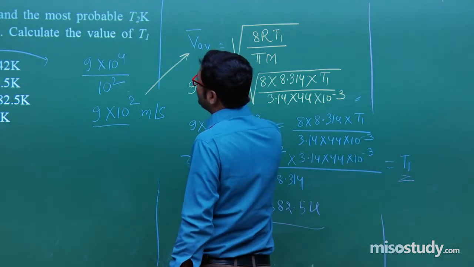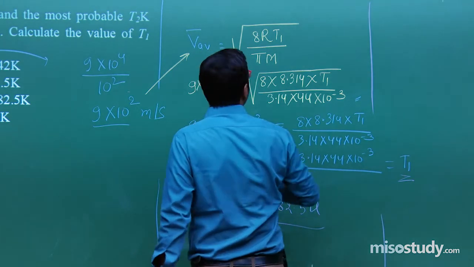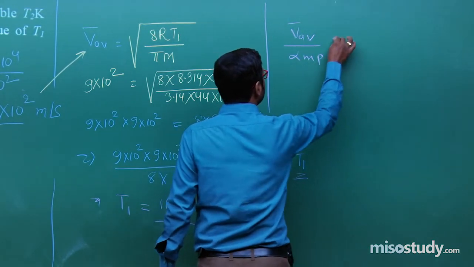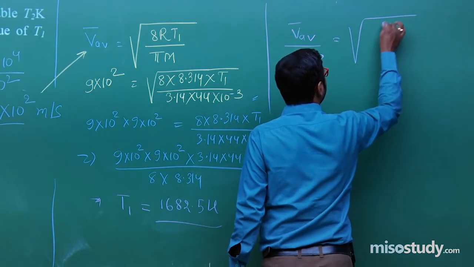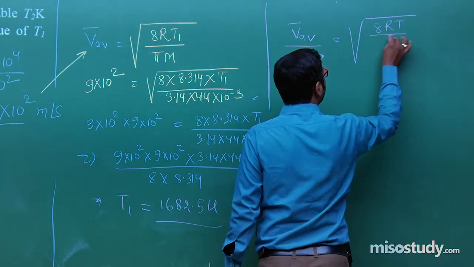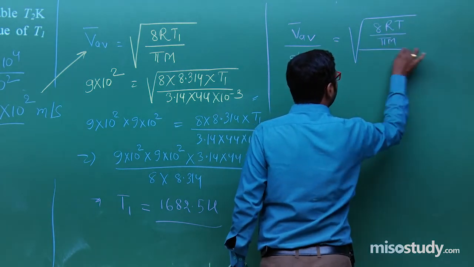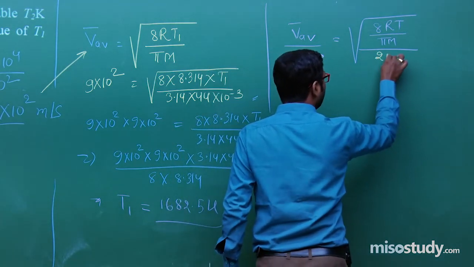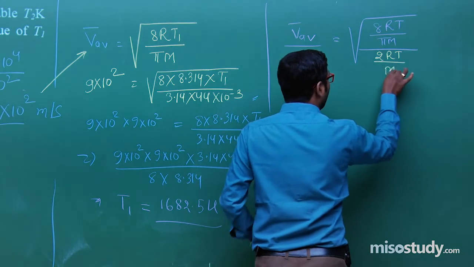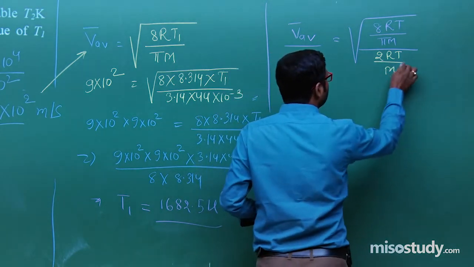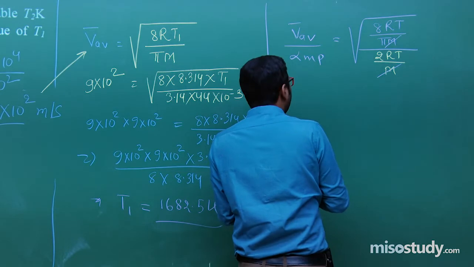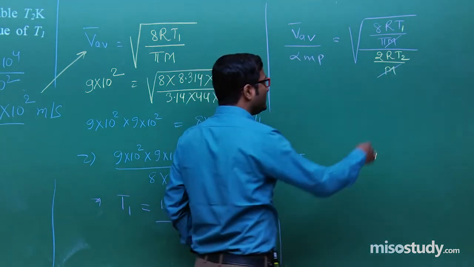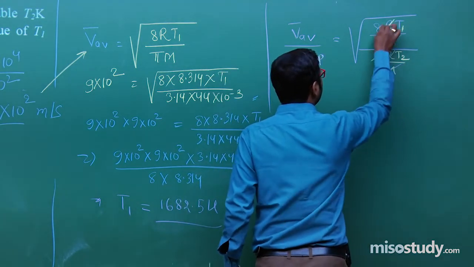The value of most probable speed at T2. As we know, average speed is root under 8RT upon pi m. This is the value of average speed. And what is the value of most probable speed? That is root under 2RT upon m. What will happen? Check out very carefully. This will cancel each other. For average speed, that is T1. For most probable speed, that is T2. This R will cancel this one, and 2 4s are 8.